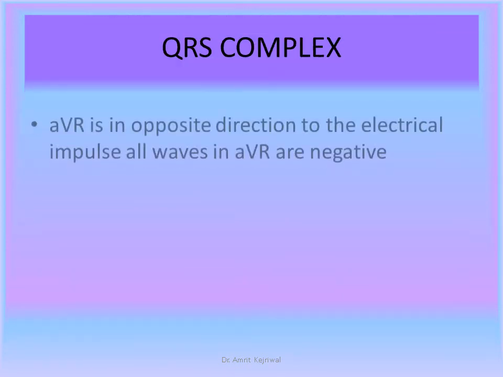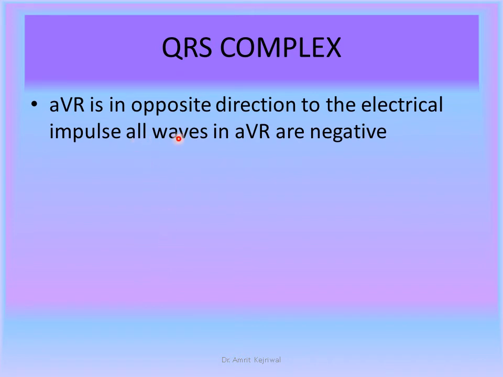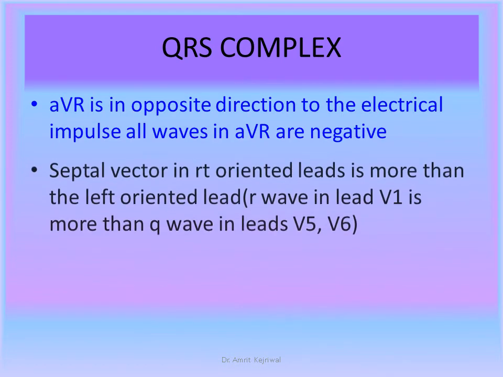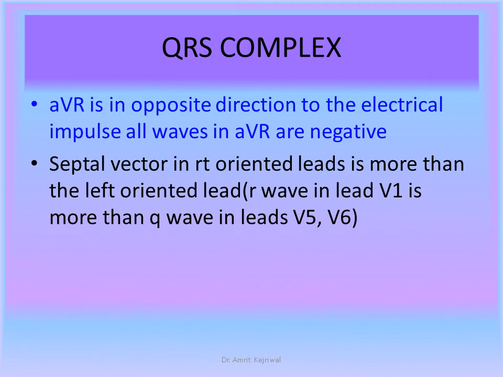Coming to the QRS complex, AVR is in the opposite direction to the electrical impulse, so all waves in AVR are negative. Septal vector in right oriented leads is more than in the left oriented leads. That is, the R wave in V1 is more than the Q wave in leads V5 to V6 for the same electrical activity.